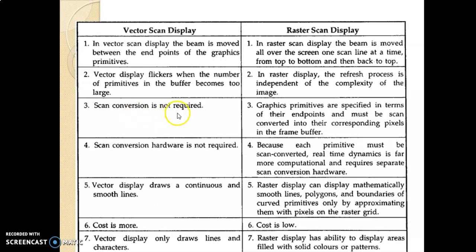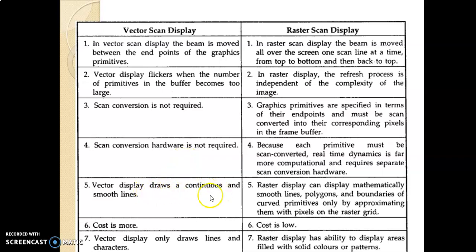In the vector scan, scan conversion is not required, whereas in raster scan, the image has to first be converted into pixels, or stored in the frame buffer, so scan conversion is required there. In the same way, raster scan requires scan conversion hardware also, whereas the random scan doesn't require it.